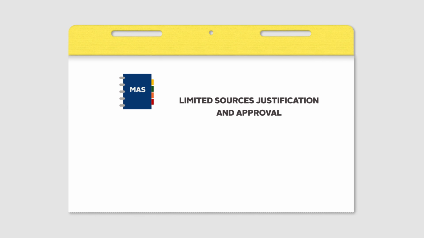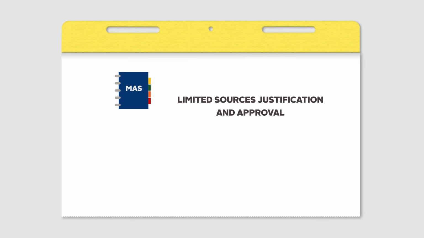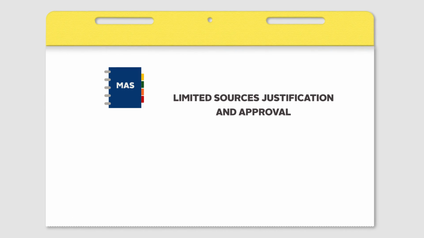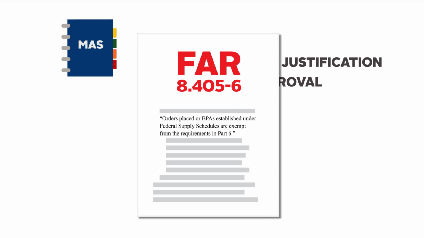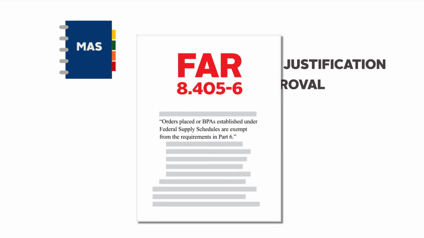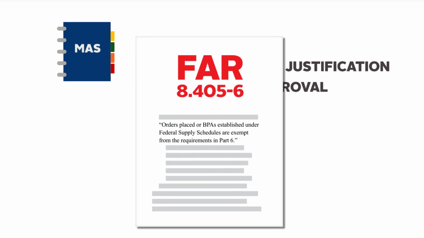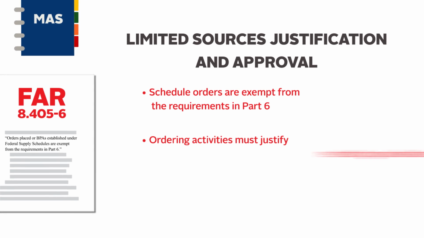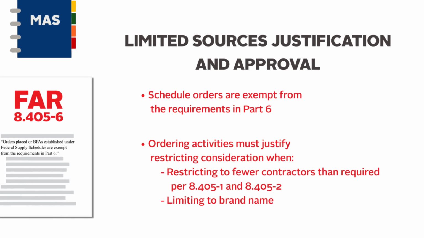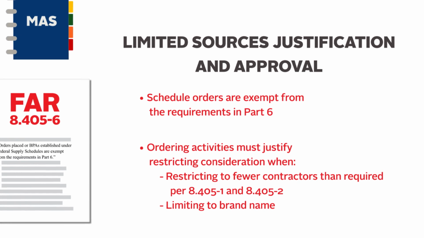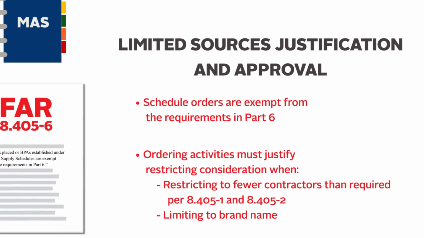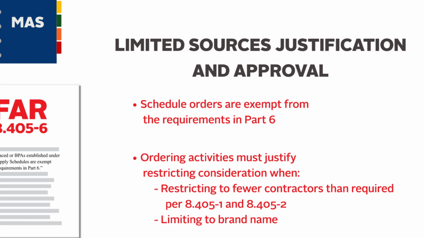Now let's review limited sources justification and approval, sometimes referred to as sole source. When ordering services through MAS, limited sources are covered in FAR 8.405-6, which states that schedule orders are exempt from FAR Part 6. It goes on to state that ordering activities must justify restricting consideration when restricting to fewer contractors than required, per FAR 8.405-1 and 8.405-2, and when limiting consideration to a specific brand name.